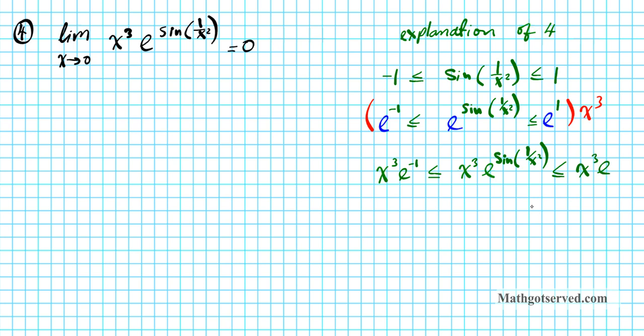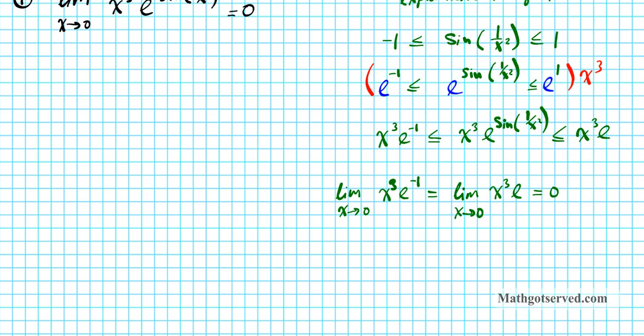Okay? So what happens when we take the limit as x approaches 0 of the upper and the lower bound? The limit as x approaches 0 of x to the third e to the -1, and the limit as x approaches 0 of x to the third times e to the 1. If you take this limit, it's 0 to the third times e here, which is 0, and then this is 0 to the third times e to the 1, which is also 0. So these two limits are 0.